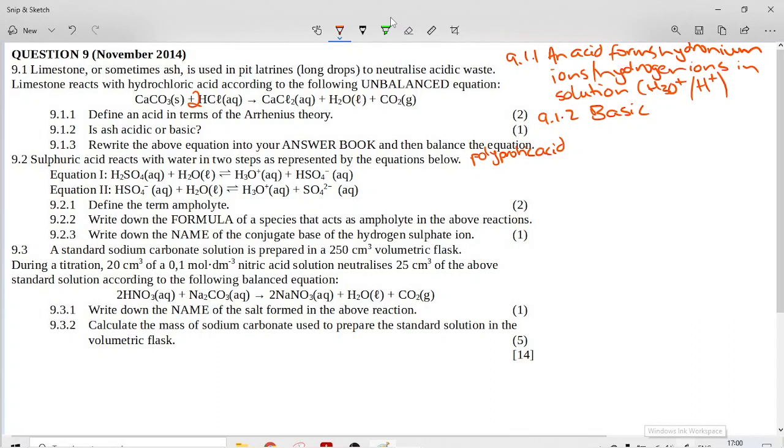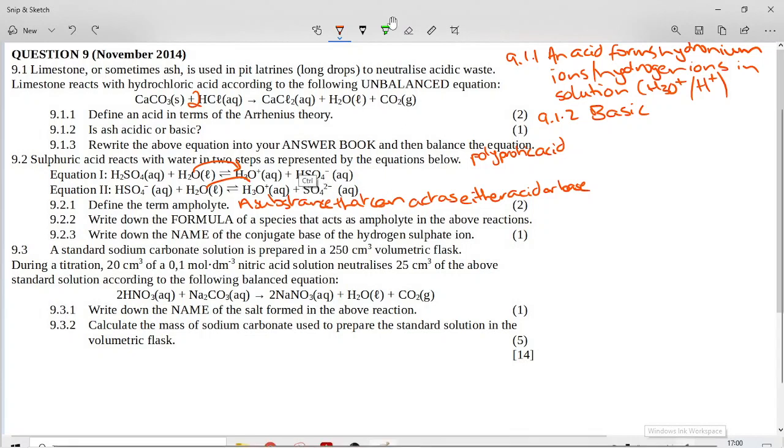So then it says define the term ampholyte. So an ampholyte is a substance that can act as either an acid or a base, okay, in a chemical reaction. So it can act as either an acid or a base. Then it says to write down the formula of a species that acts as an ampholyte in the above reactions. Now, water is an ampholyte, but it is not an ampholyte in this reaction because look here, in both cases, the water is accepting a proton to form the hydronium ion, so the water is acting as a base in both of these.